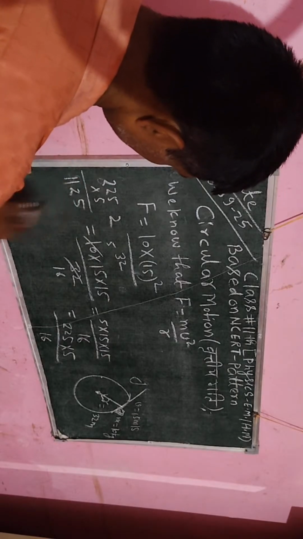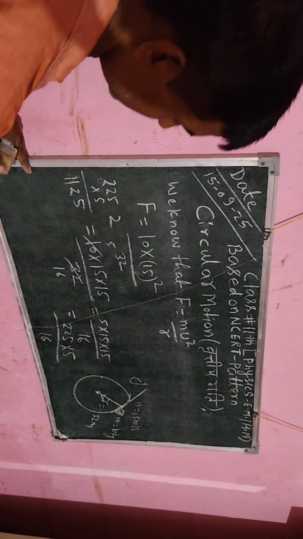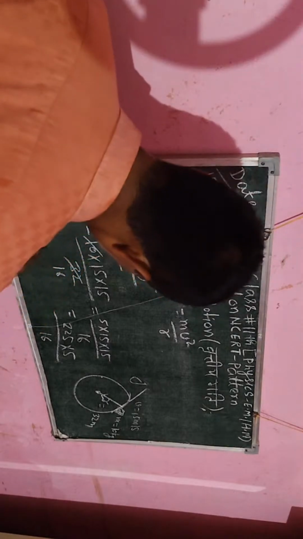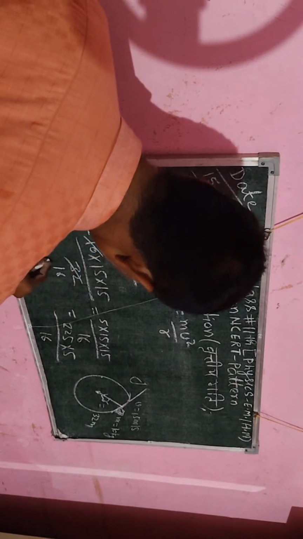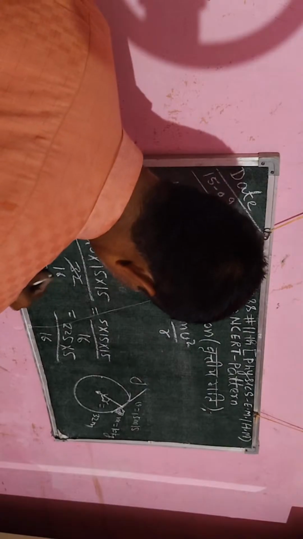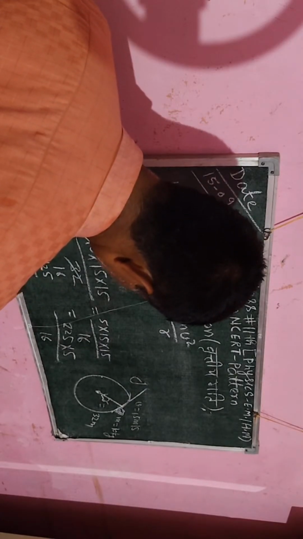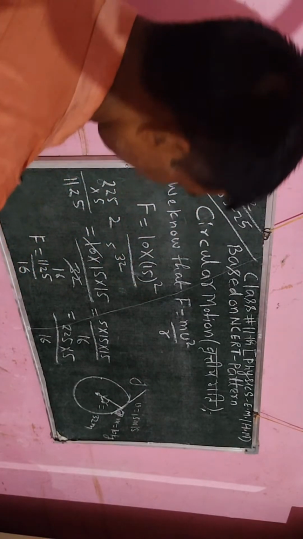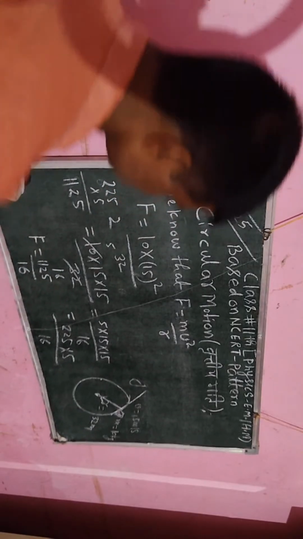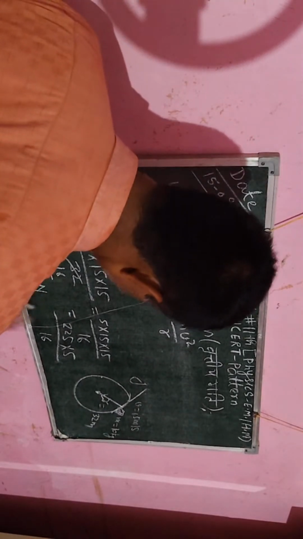10 plus 1 is 11, so 1125. So here I write F is equal to 1125 divided by 16. Okay, so I have got its value and its unit will be Newton.